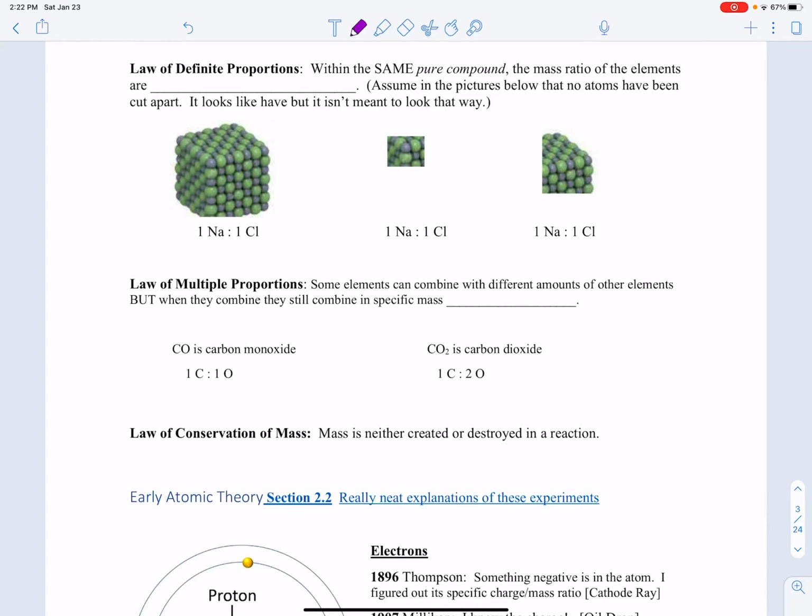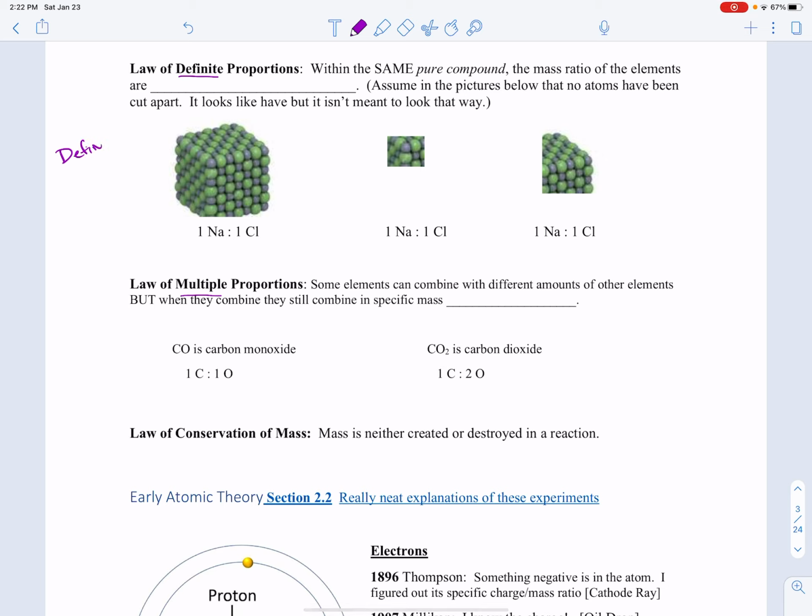Now we have two more laws that Dalton was dealing with and that he worked out. One law is the law of definite proportion, and one is multiple proportion. It's kind of weird because we're using a lot of words that are the same in the two different laws. So in the definite proportion, this is just a little mnemonic. It's not really, it's just to help a little bit.